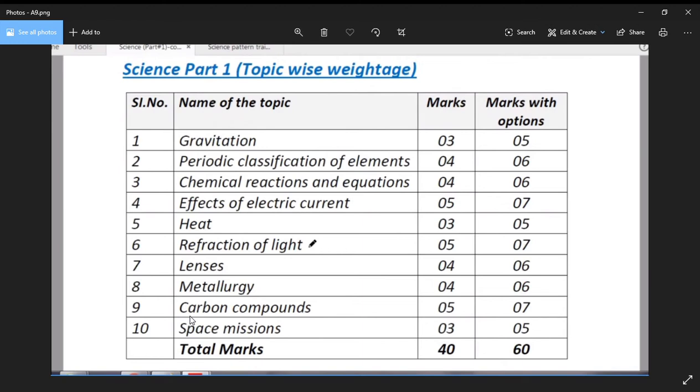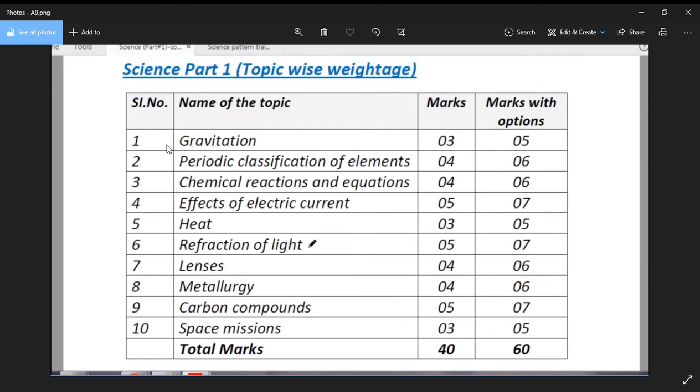Now here, the names of the topics are given and there are 2 columns. One is compulsory marks and the second one is the marks with option. Once again, see: the serial numbers of chapters are given, names of the topics are given, compulsory marks are given, and the fourth column is marks with option. Now let us see part first.